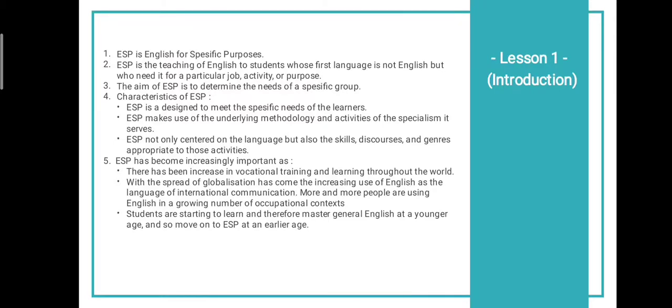ESP has become increasingly important as there has been an increase in vocational training and learning throughout the world. The spread of globalization has led to the increasing use of English as the language of international communication. More and more people are using English in a growing number of occupational contexts. Students are starting to learn and therefore master general English at a younger age, and so move on to ESP at an earlier age.